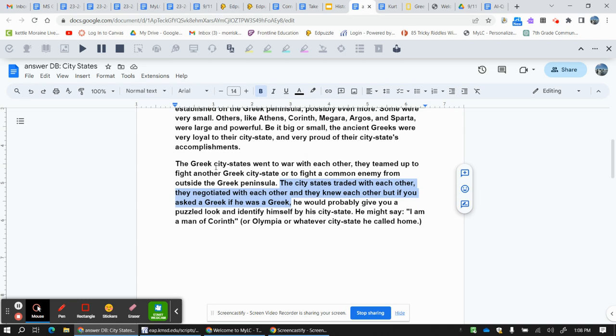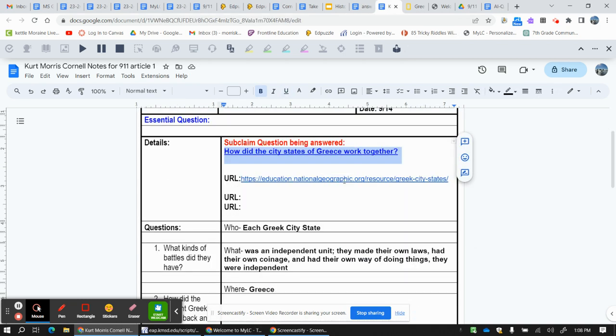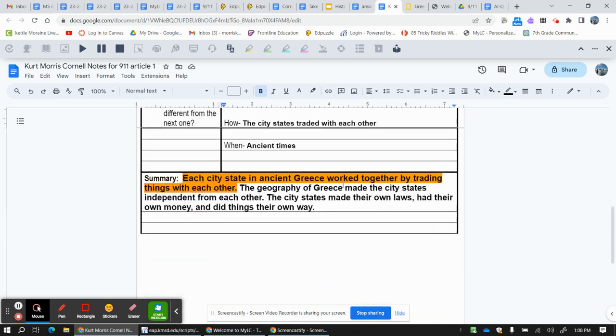And I got that from up here, which was my original question I was asking. And here's your answer. Each city-state in ancient Greece worked together by trading things with each other. The geography of Greece made the city-states independent from each other. They had their own laws and their own money and their own way of doing things. But they traded with each other. That was the important piece. So there's my summary. Now that I've written my summary, I'm pretty much done.